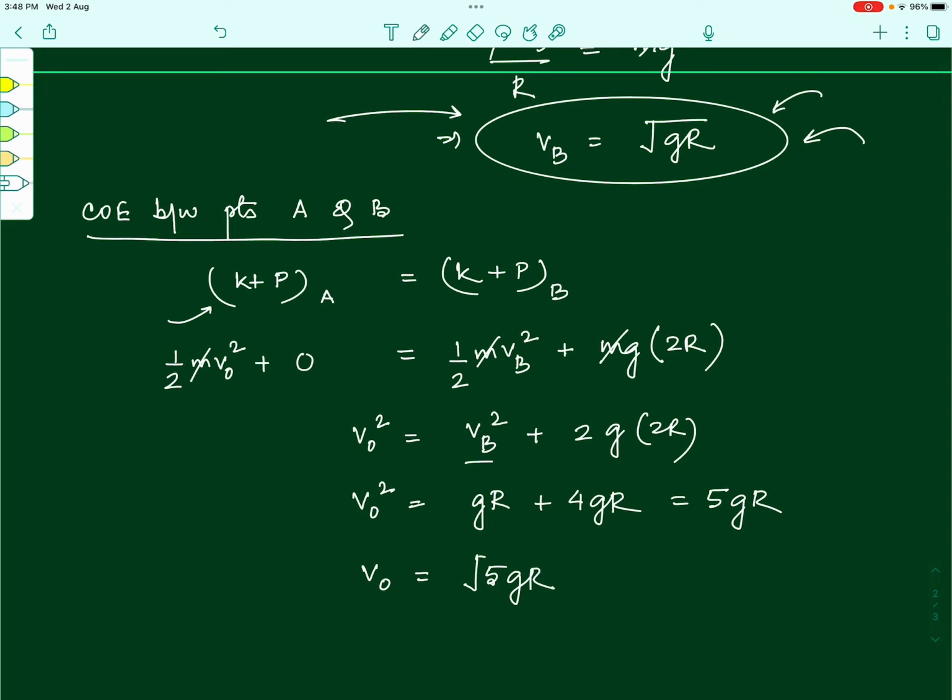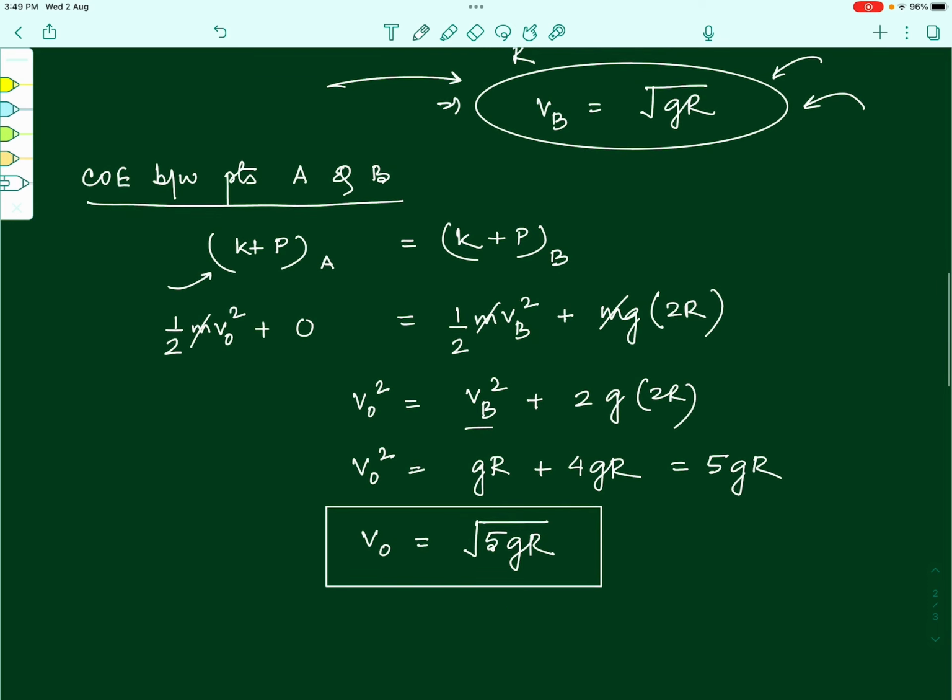A very important expression in the topic motion in vertical circle. The minimum speed required at the lowest point for a body to be just able to complete a vertical circle is root of 5gr, where R is the radius of the circular path in which the body is supposed to move. Okay. And in this case, we have also understood that the velocity at the highest point will not be 0, it will rather be root of gr, right.